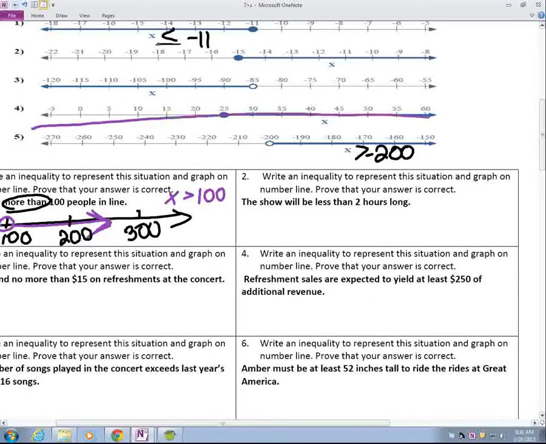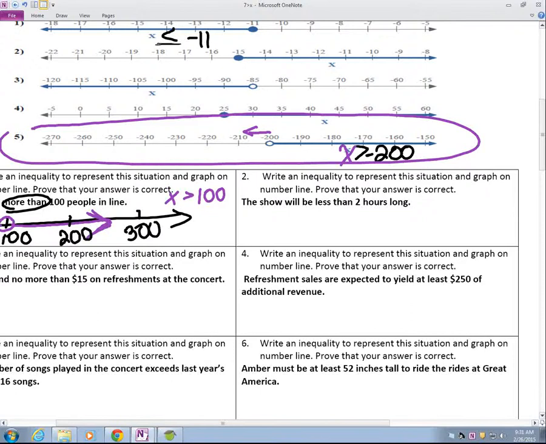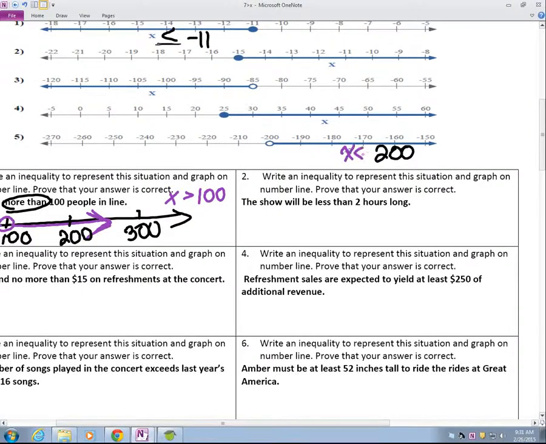Right now we're looking at number 5. Even though these are all negative numbers, it's still going to be x is greater than -200, because on a number line, the more left you go, the more negative it gets. See how it goes -200, -210, -220? So if the line is being colored this way, it's everything that is greater than -200. It would not be going this way, and it would not be less than. X is not less than -200, because it's not going in this direction. Does that help? All right.